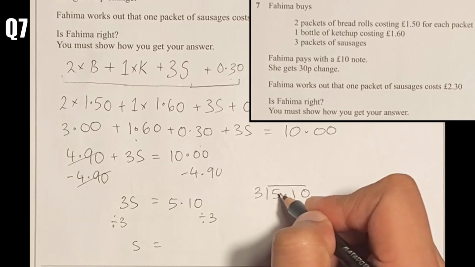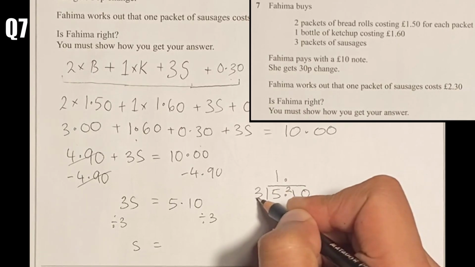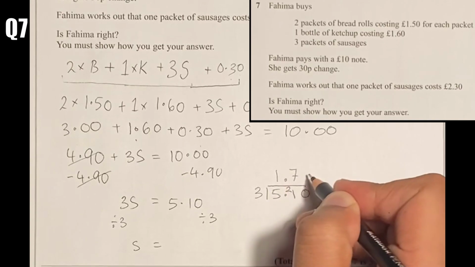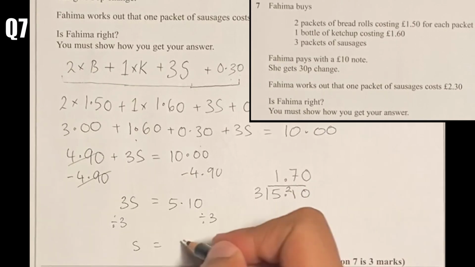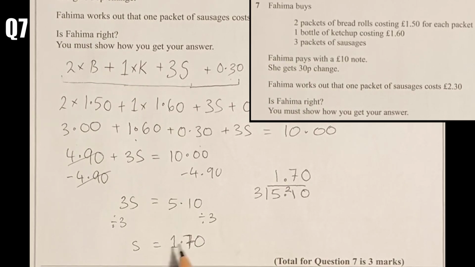How many times does 3 go into 5? It goes in once with a remainder of 2. 3 goes into 21 7 times with no remainder, so £1.70. Okay, so we have now 1 pack of sausages, it costs £1.70.